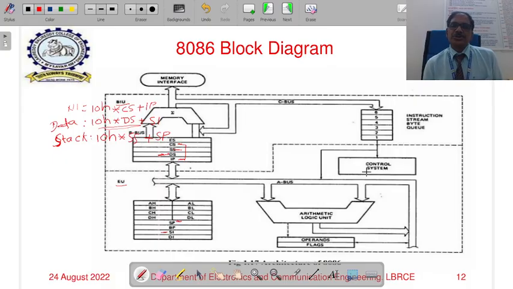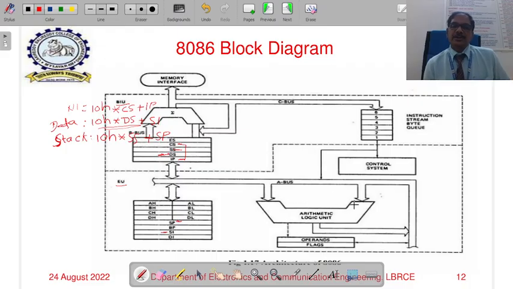This control unit is going to read the instructions one after the other from the queue, and those instructions will be decoded. Upon decoding the instruction, the control unit is going to issue the required control signals to the address calculation unit, so that it can calculate the operand address, so that the operation will be performed on that data. It is also going to issue control signals to the ALU to perform the required arithmetic, logical or shift operations.